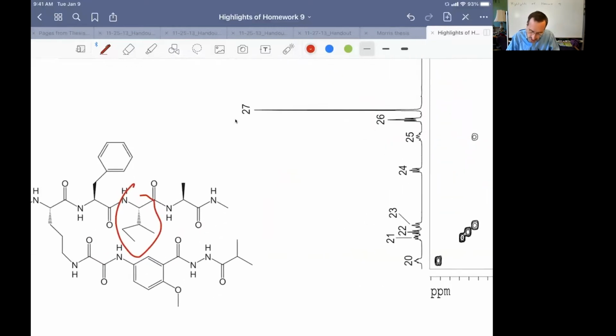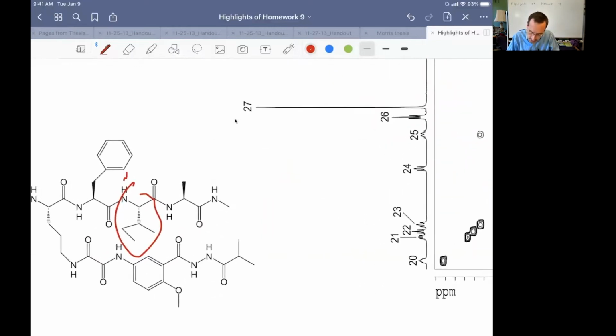And I'm just going to remind us of what we have in the isoleucine. So we have the NH, we have an alpha proton. The alpha protons are reasonably downfield. The proton I picked for starters was at about 4.7 or 4.8 parts per million. So that's the alpha proton. We have beta protons. We have the gamma methyl group. That gamma methyl group is going to be split by the beta proton.